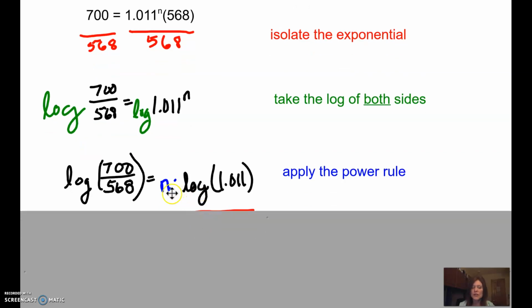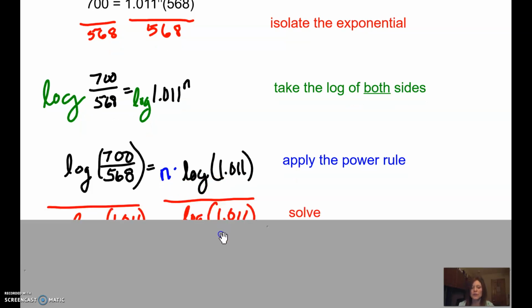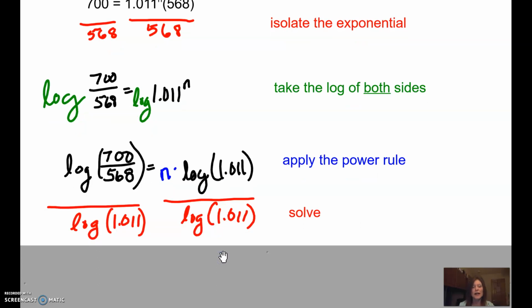All right, so we're solving for n. So now I need to get rid of this. It's n times something. So how do I undo multiplication? I'm going to divide. So I solve by dividing both sides by the log of 1.011.